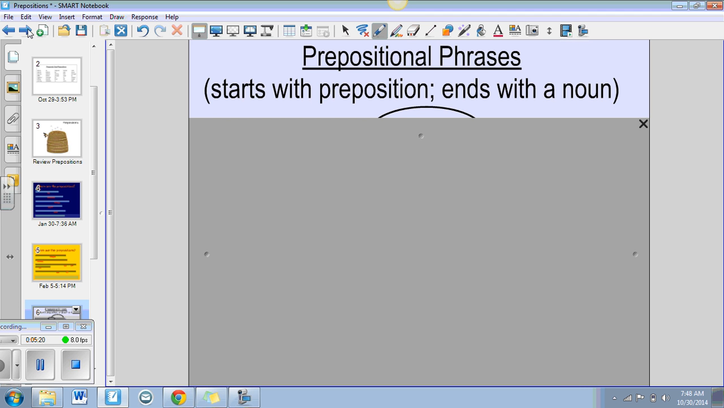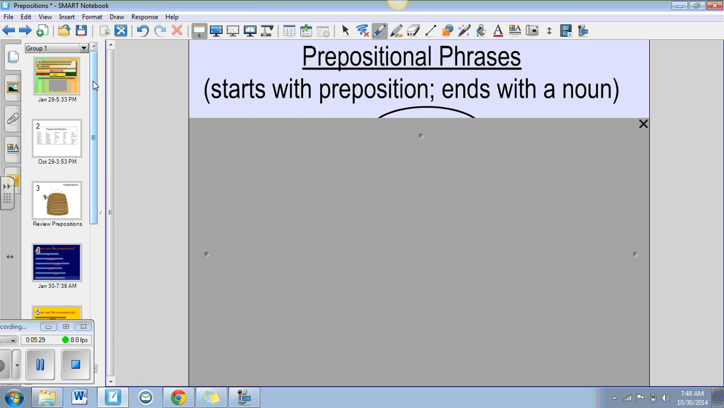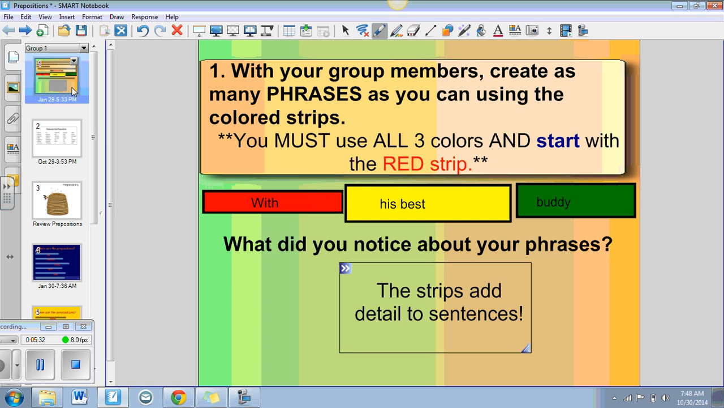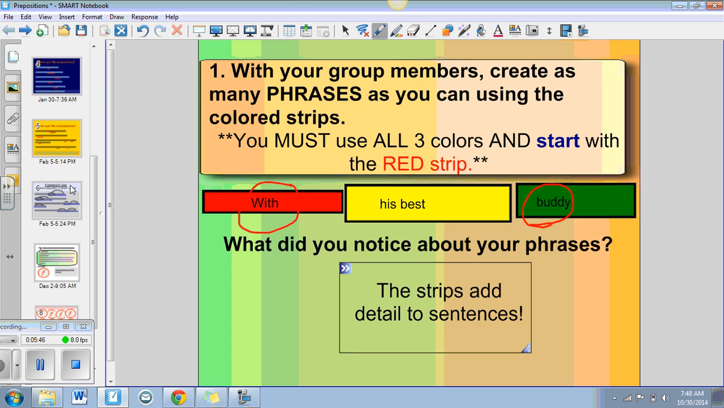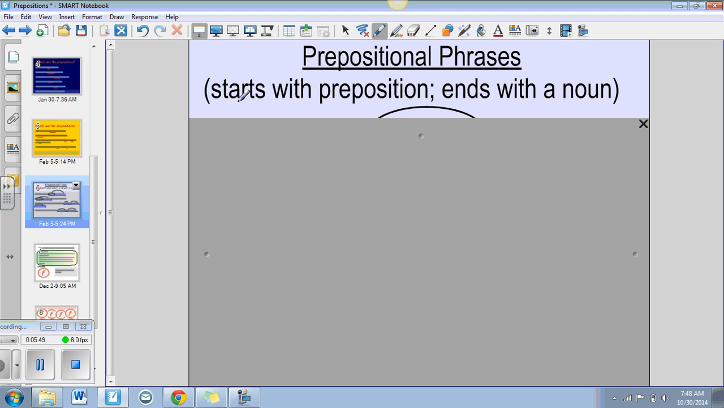Now that we have a clear understanding of what prepositions are, let's start talking about the prepositional phrase. If we go back to the strips that you had created earlier, you're going to notice that this is a preposition and this is a noun. It's a person, place, thing, or idea. That makes up our prepositional phrase. Please write this in your notes under your list of prepositions. A prepositional phrase starts with a preposition and ends with a noun. Again, a noun is a person, place, thing, or idea.